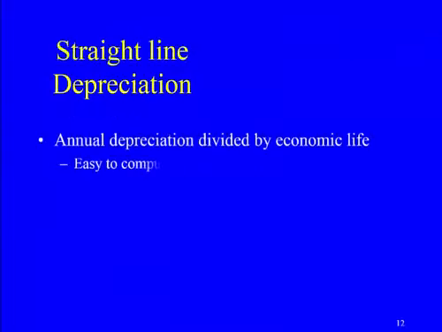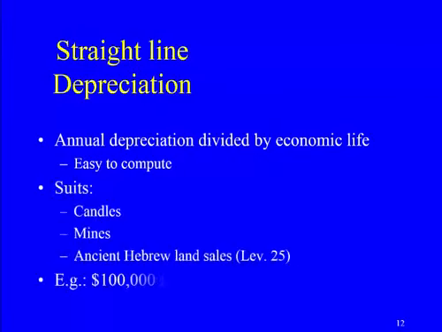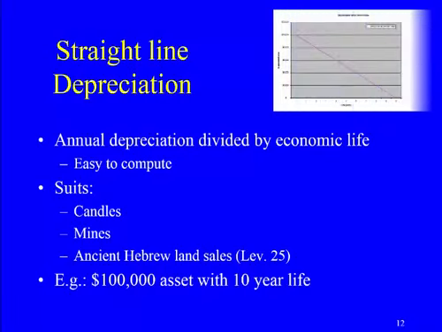The easiest mathematical model for depreciation is what is known as straight line depreciation, which simply takes a constant fraction of the new price from the depreciated value of the asset each year until the asset has zero value. And so this is simply a matter of the annual depreciation divided by the economic life, and it's very easy to compute. Straight line depreciation suits things like mines and candles, as we've already noted.